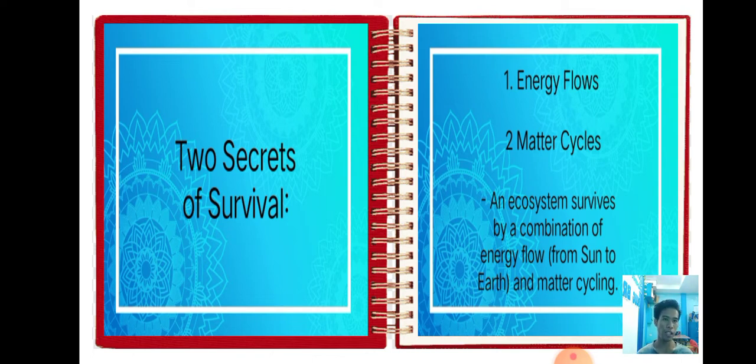So the two circuits of survival related to biogeochemical cycles are, first, energy flows, and second, matter cycles. Both have a great impact on our ecosystem, which survives by a combination of energy flow from the sun to earth and matter cycling.